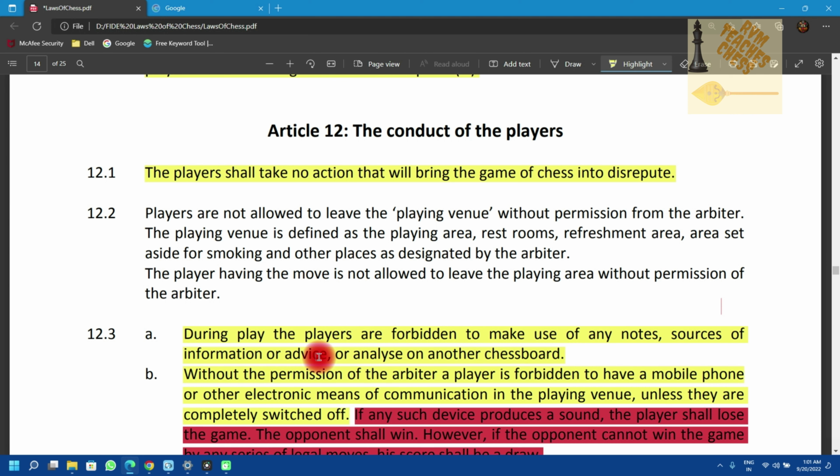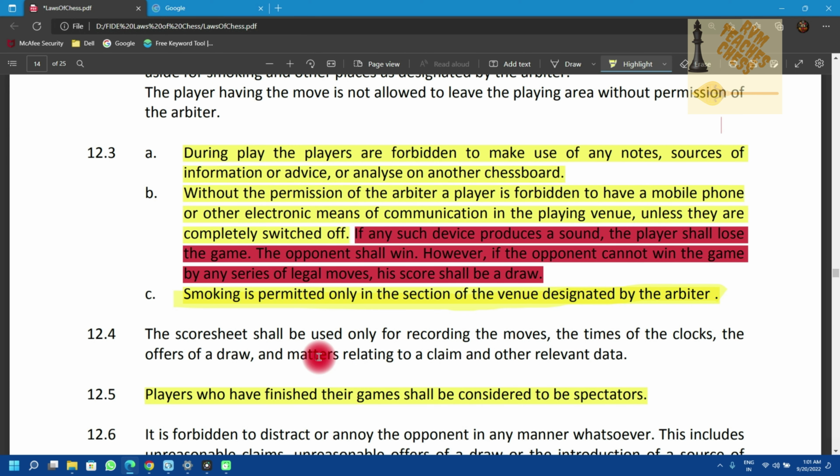There's something else also. During play, the players are forbidden to make use of any notes, sources of information, or advice, or to analyze on another chessboard. Which means, while playing an over-the-board tournament, you're not supposed to use anything for assistance in the game you're playing. It could be a book, or your personal handwritten notes, or a mobile phone where you analyze, and you might be caught cheating and severely penalized if you use any assistance. And you're not supposed to analyze on another chessboard either.